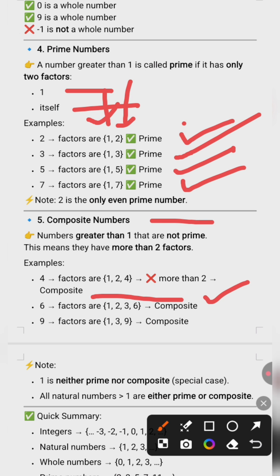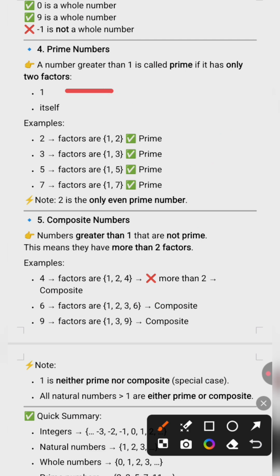Then let's talk about 9. The factors of 9 are 1, 3 and 9, so 9 is also a composite number. The difference between prime and composite numbers: a prime number is greater than 1 and has only 2 factors, 1 and itself. A composite number is also greater than 1 but not prime, and has more than 2 factors.